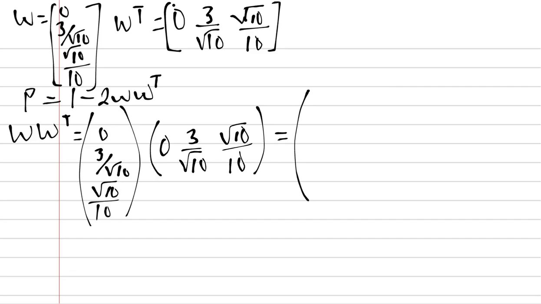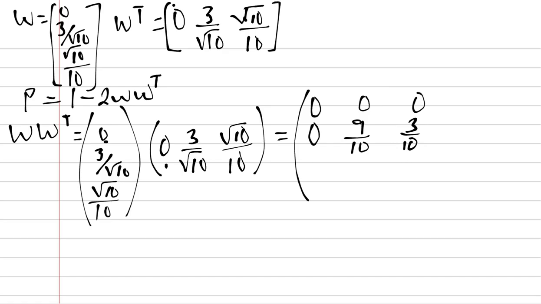If you multiply this together, 0 times 0 will give you 0. 0 times 3 over root 10, 0. 0 times root 10 over 10, 0. So this is 0. Then this is also 0. Now 3 over root 10 times 0 will also give you 0. 3 over root 10 times 3 over root 10 will give you 9 over 10. I'm sure you know. Then 3 over root 10 times root 10 over 10 will give you 3 over 10. Are you seeing that? I'm sure you understand what I am doing.